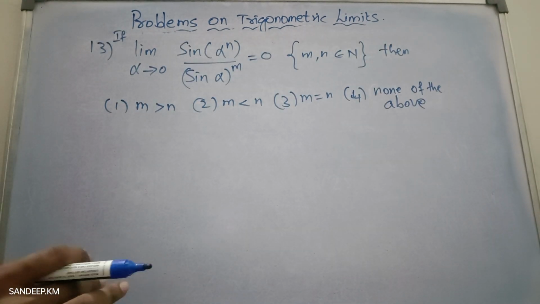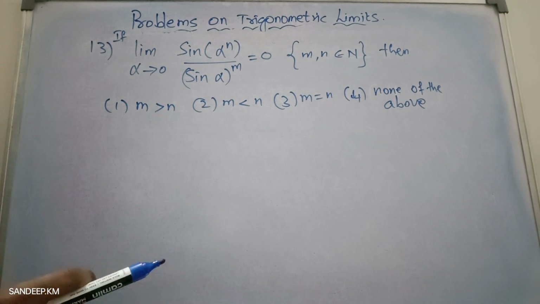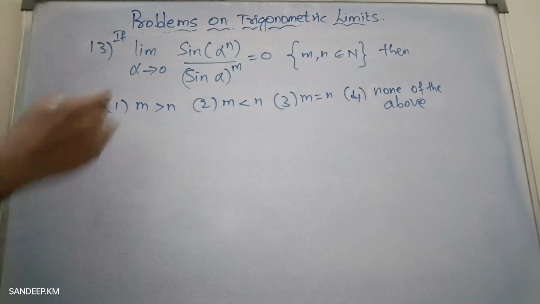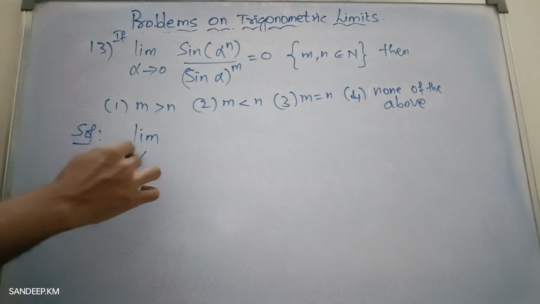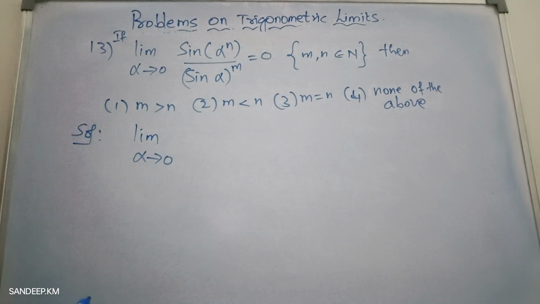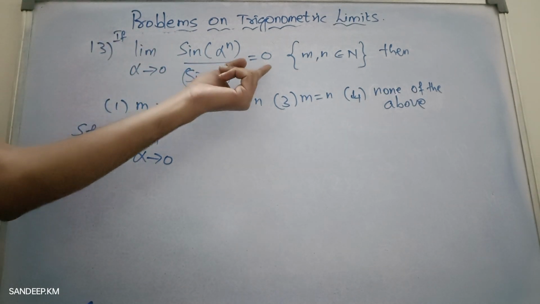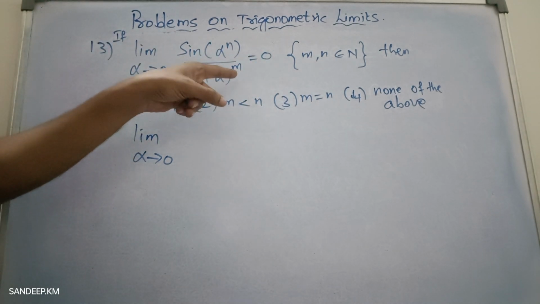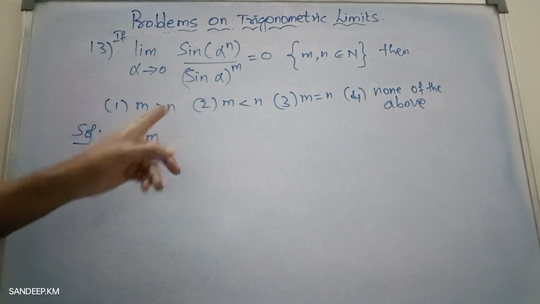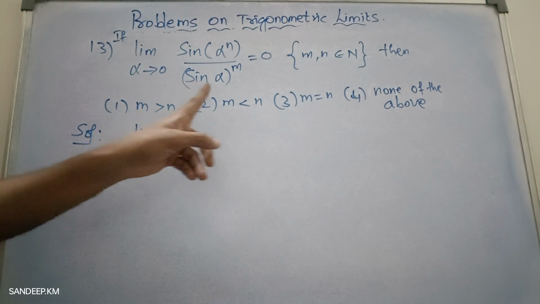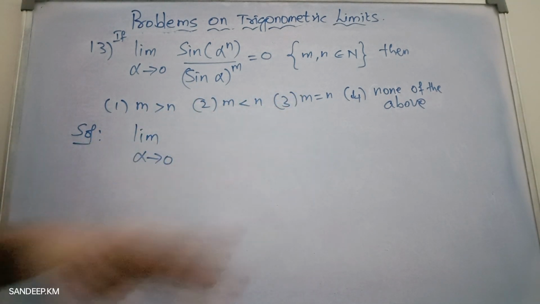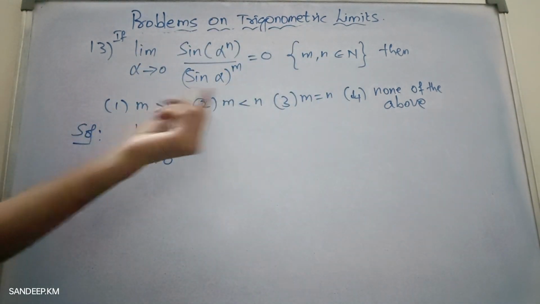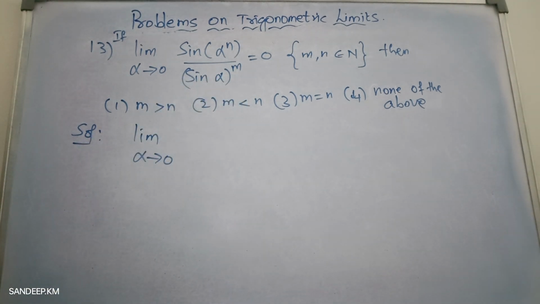Another question which is a very easy question, but we will use the concepts. Very simple concepts only. So let us take the question. Limit alpha approaches 0. They told that this limiting value is 0. In that case, what relation can we create between m and n? Is m greater than n, or m less than n, or m equal to n, or we cannot say any of this? Let us see. Very simple question.